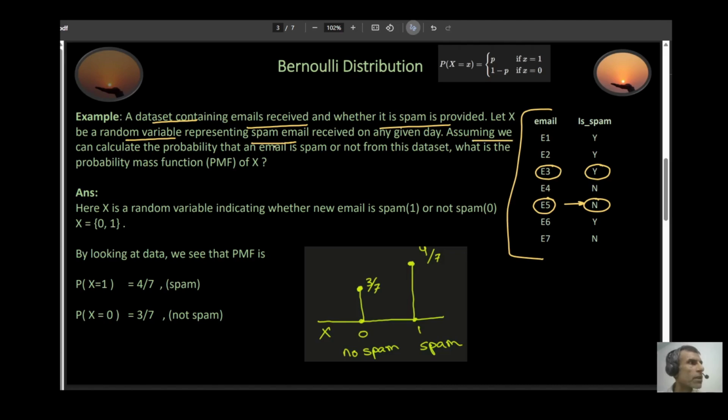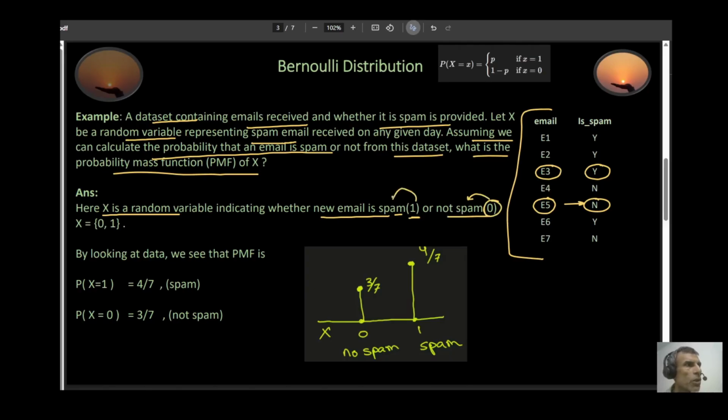So assuming that we can calculate the probability that an email is a spam or not from this data set, what is the PMF of X in this case? Here, my X is a random variable that indicates whether my new email is a spam. Let's say I use 0 to denote not a spam and 1 to denote that it is a spam. So my X in this case is going to be 0, comma 1.